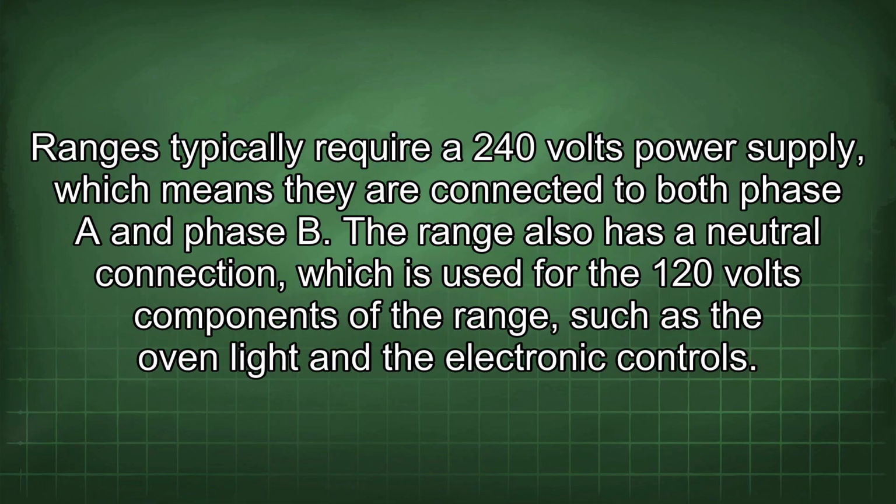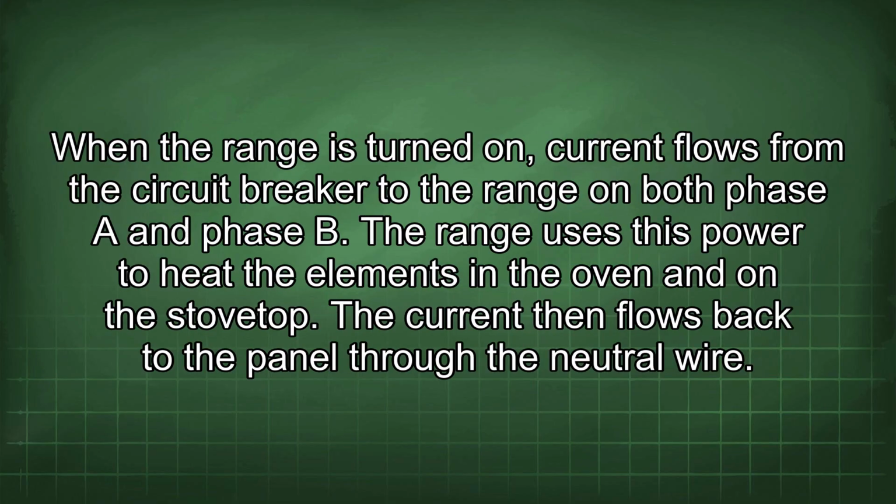Ranges typically require a 240-volt power supply, which means they are connected to both phase A and phase B. The range also has a neutral connection, which is used for the 120-volt components of the range, such as the oven light and the electronic controls. When the range is turned on, current flows from the circuit breaker to the range on both phase A and phase B. The range uses this power to heat the elements in the oven and on the stovetop. The current then flows back to the panel through the neutral wire.